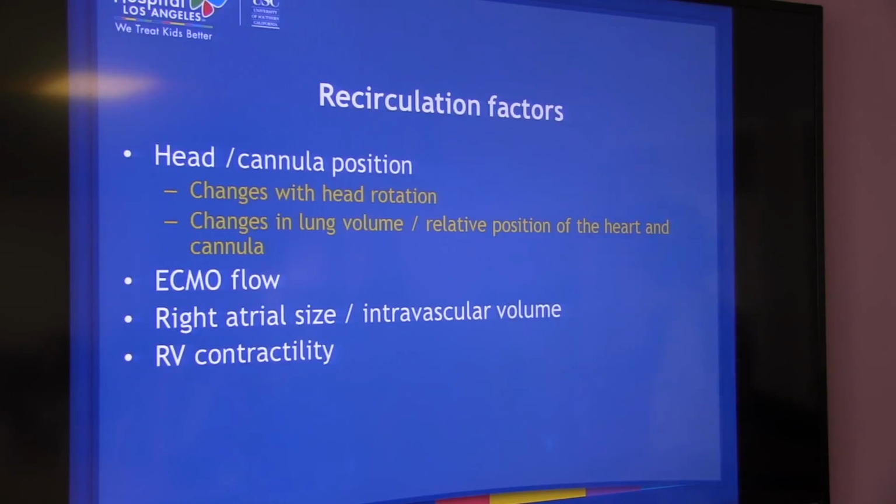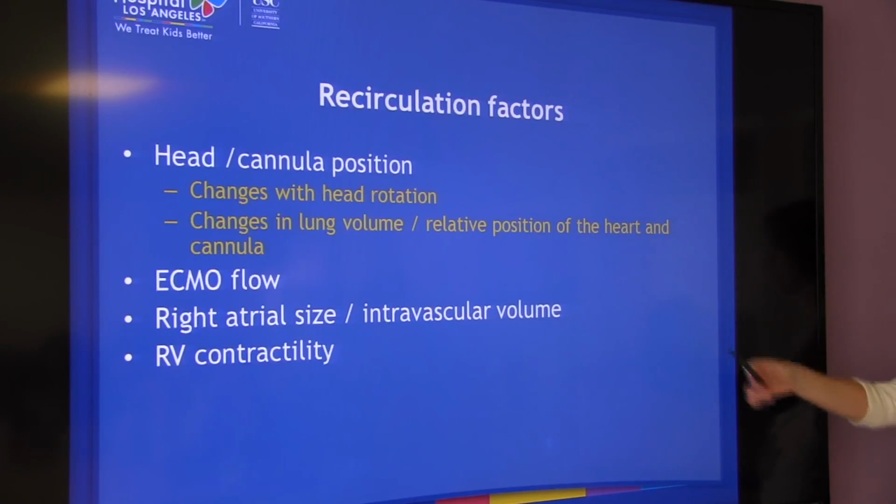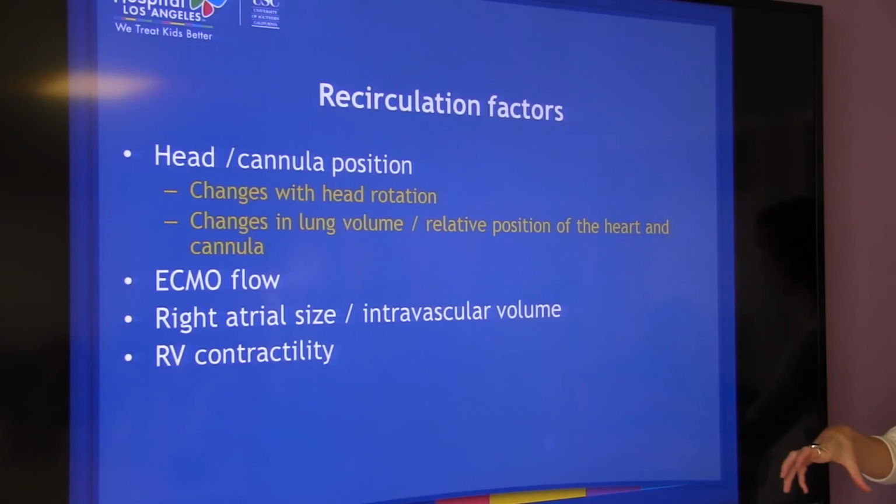And then ECMO flow, and then RV contractility, because if your RV is not functioning very well, then that forward red blood that's going into the right atrium isn't going to move into the RV and out the RV to the lungs. It's just going to stay within the right atrium because it's pressurized, because the downstream system is pressurized.